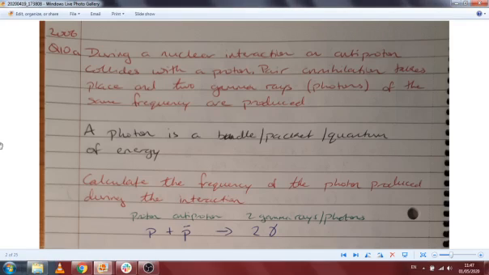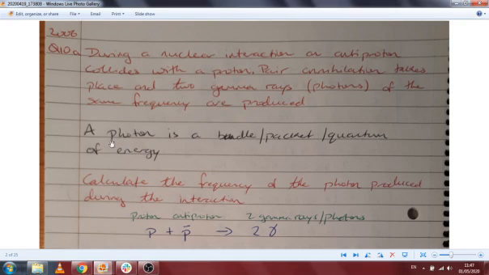This is the 2006 higher level question on particle physics. It's a good while ago, back in 2006, but there hasn't been a similar one since. Whether they've been saving it or they felt it was a bit tricky, I'm not sure which. They start off by saying, during a nuclear interaction, an antiproton collides with a proton. Pair annihilation takes place and two gamma rays, which are photons of the same frequency, are produced. So that's setting our scene.